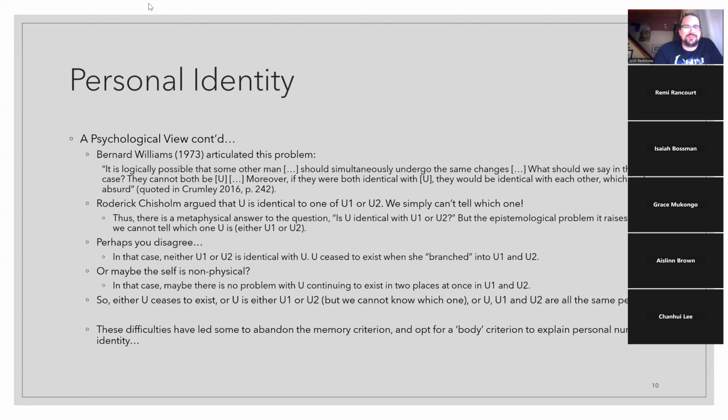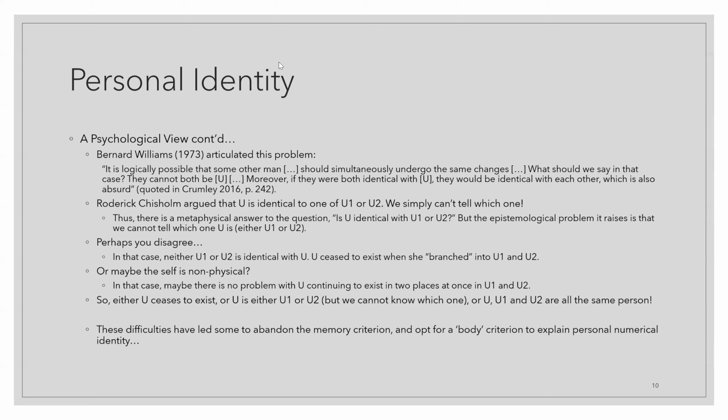Well, Kale, it's a good question. Like Locke would say, past the point of duplication, once they start forming new memories and having new experiences, they are different people. But Bernard Williams here, he has a different answer. So, this is how he put the problem. It is logically possible that some other man should simultaneously undergo the same changes, etc., etc. What should we say in that case? They cannot both be the individual. Moreover, if they were both identical with the individual, they would be identical with each other, which is also absurd.